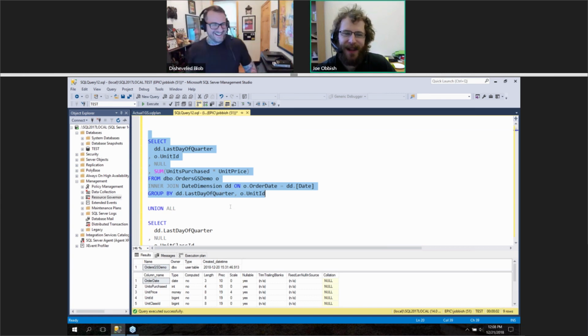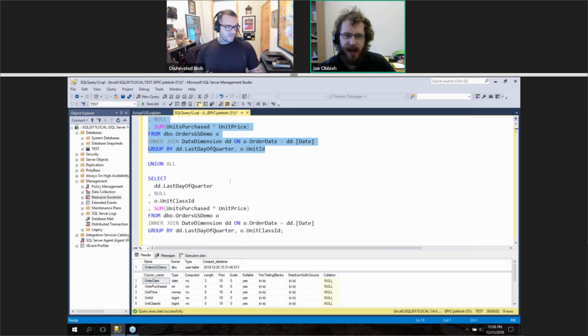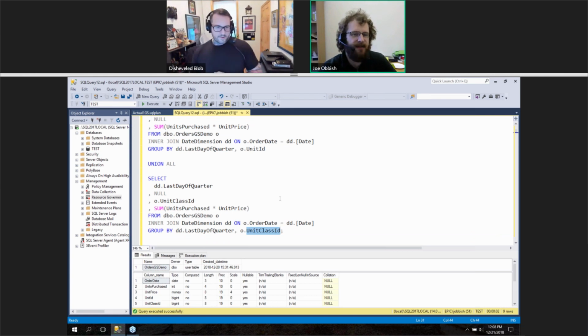Okay, so let's say today's task for the day is I want to take my orders table, join it to my dimension table, group by the last day of each quarter and my unit ID, and also in the same result set, I want to do something similar. Here I group by the unit class ID instead, and I have just this one simple aggregate here.